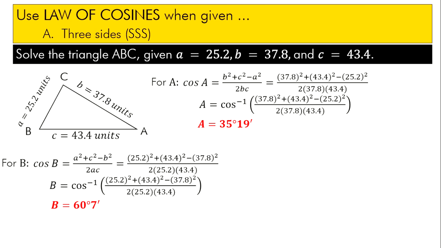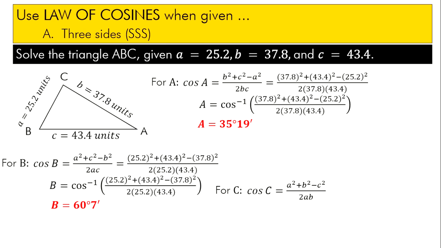For angle C, you can use the fundamental principles: just subtract the sum of these from 180 degrees. Or you can use, again, the formula, such as this one: cosine C is equal to A squared plus B squared minus C squared all over 2AB. If you manipulate the law of cosines from our derived formula earlier, we will obtain this.